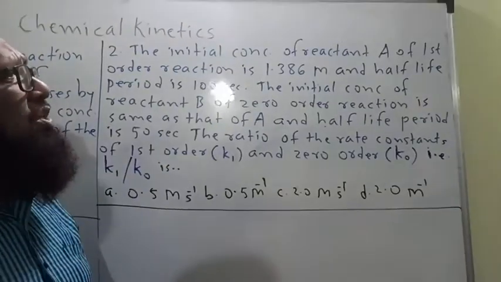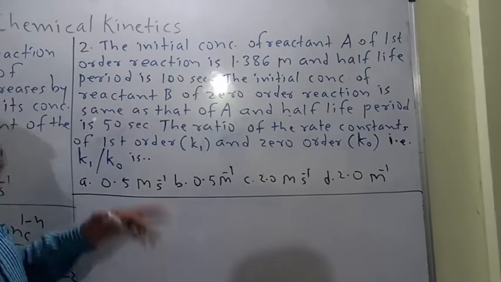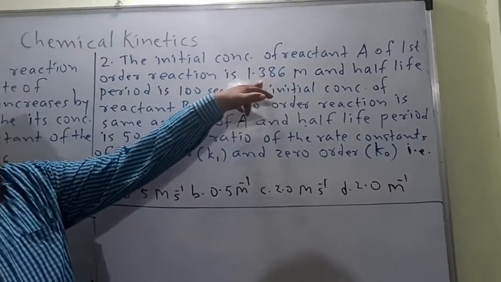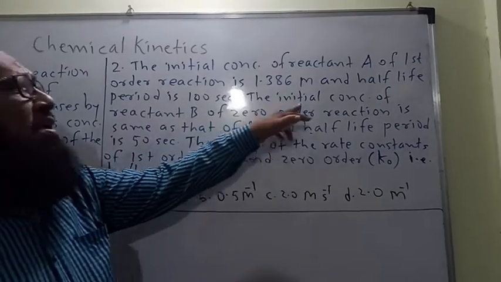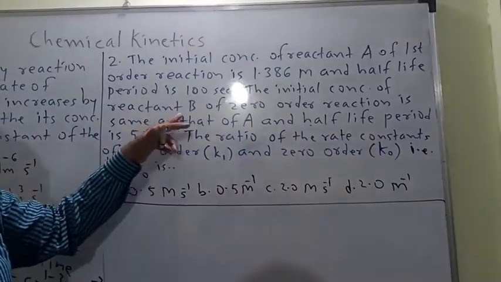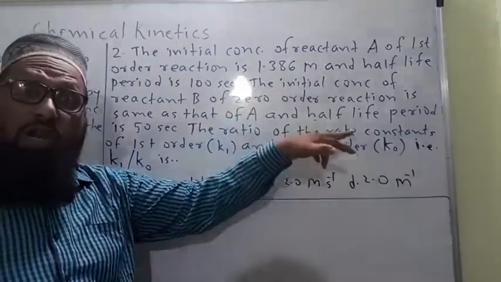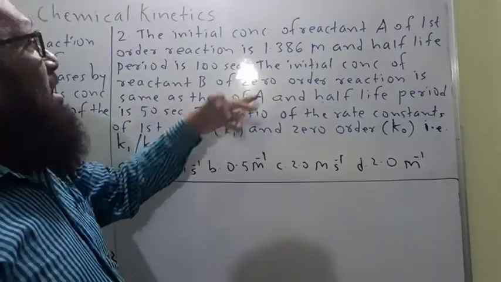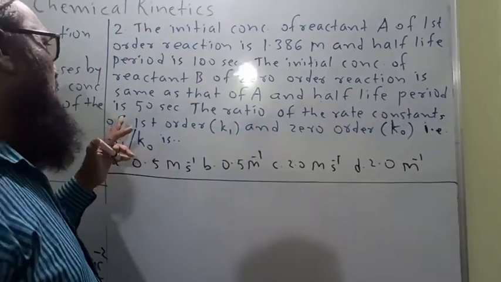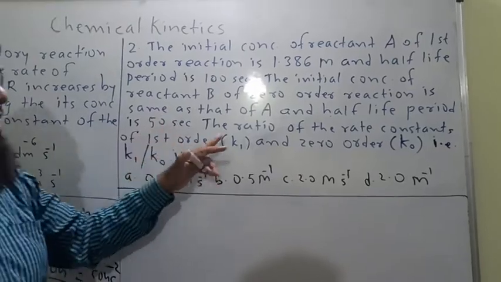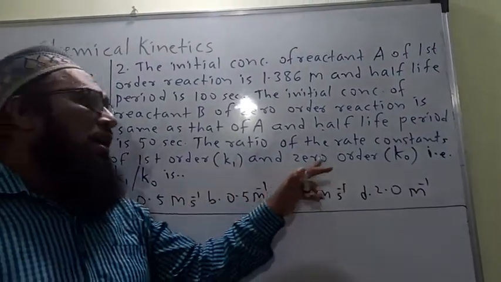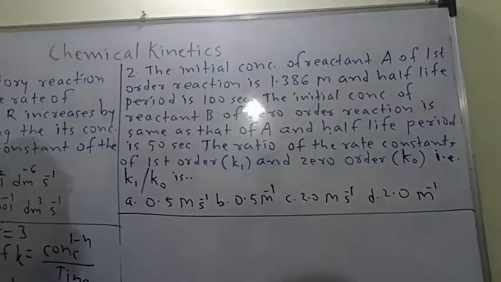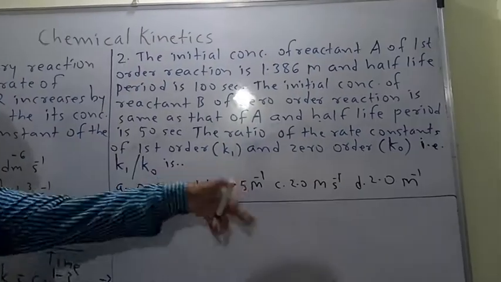Question 2. The initial concentration of reactant A of a first order reaction is 1.386 molar and the half-life period is 100 seconds. The initial concentration of reactant B of a zero order reaction is the same as that of A and the half-life period is 50 seconds. The ratio of rate constants of the first order reaction K1 and the zero order reaction K0, that is the ratio K1 upon K0, is.